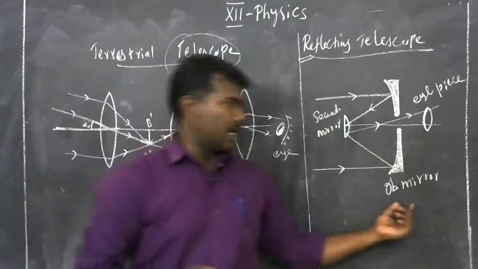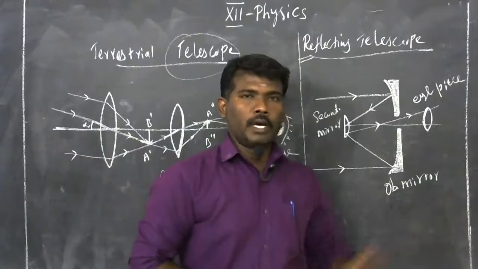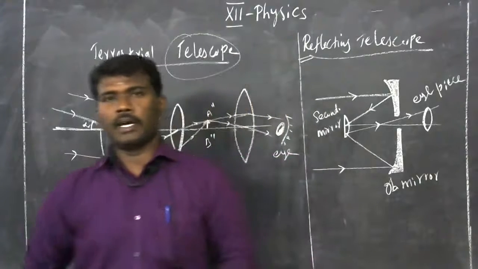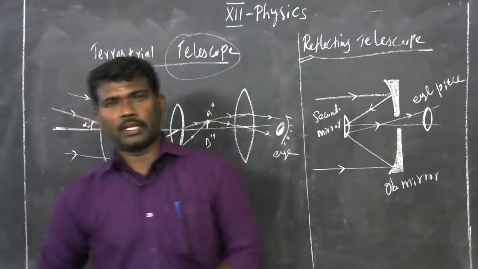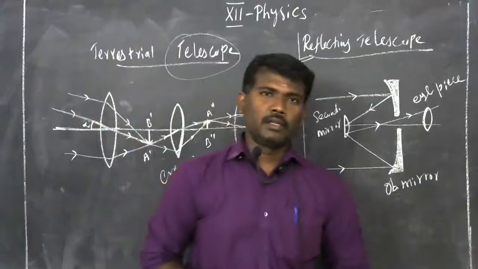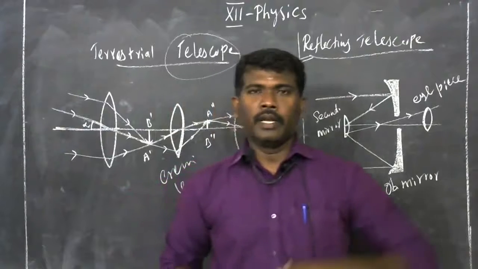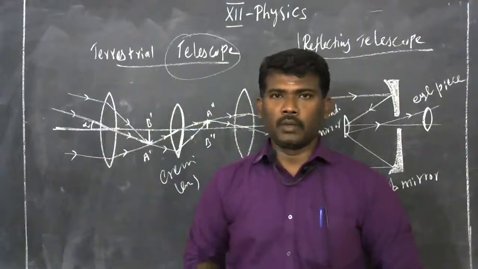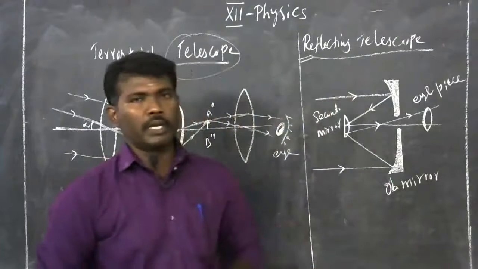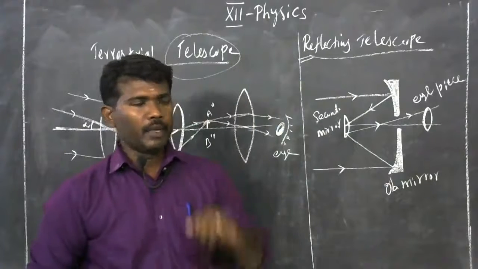Why do we use the objective mirror? Because to form the image we need a larger size of lens, so the cost is very high. So we need an alternative method. For that purpose we are using an objective mirror, a reflecting mirror.